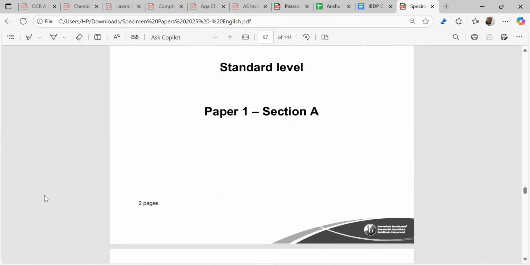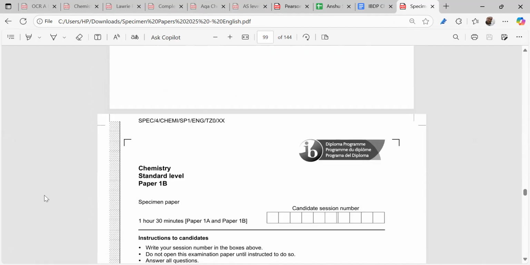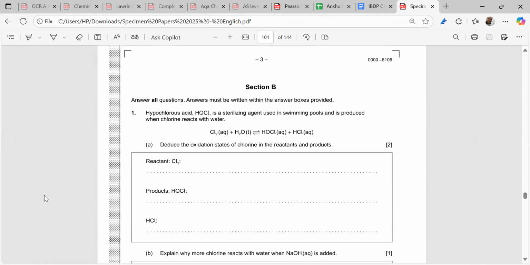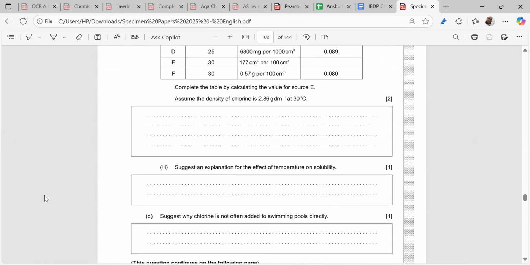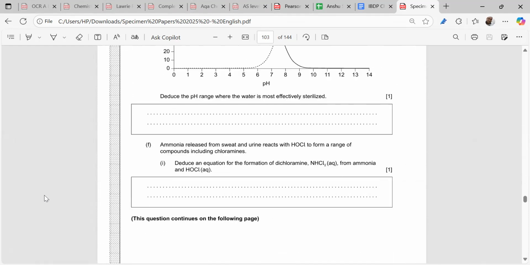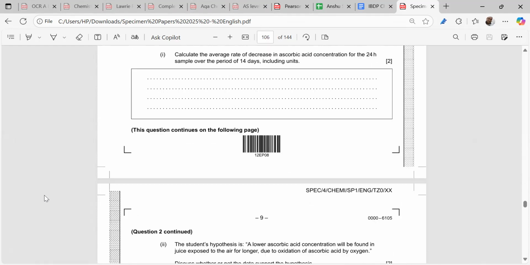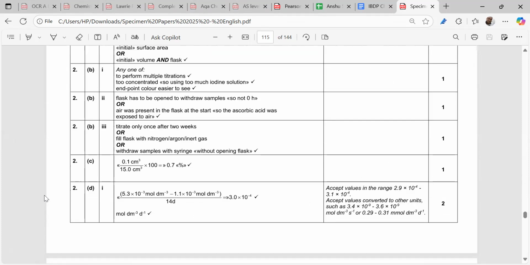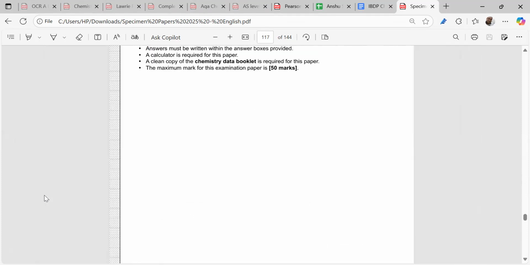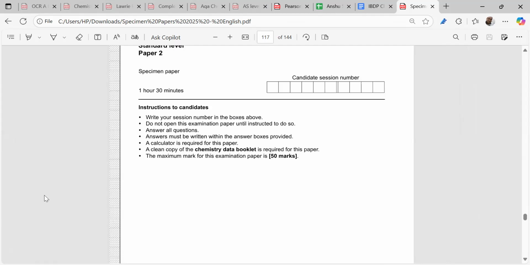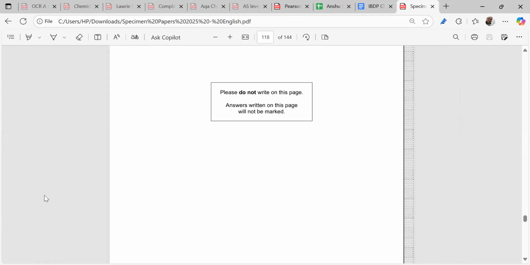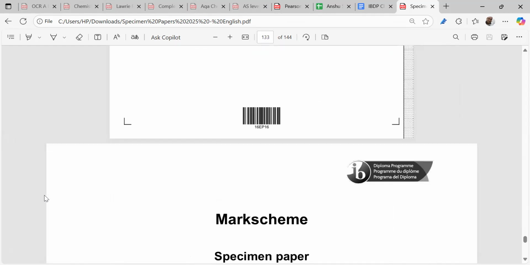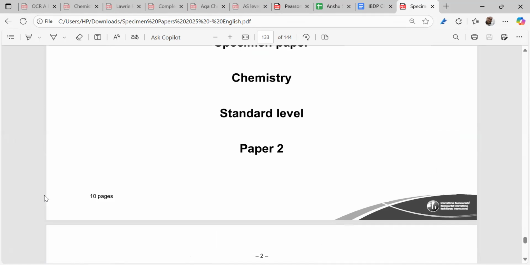This is the mark scheme for the SL students. This is paper number 1B for the SL students. The database questions will be there, testing the practicals done in your school with the theory which you have done. So this is the mark scheme. For those who need the paper number 1B question bank, you can email me. I'll be more than happy to send you my question bank.